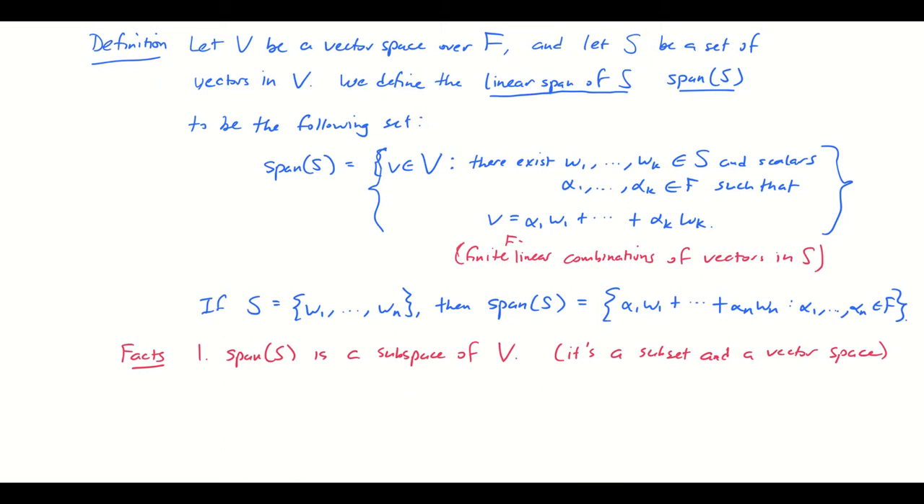So you're closed under addition, and showing closure under scalar multiplication is not a lot worse because, again, any vector in the span of S is going to look like this. And then multiplying that by another scalar alpha just gives you a new linear combination of W1 through Wn with new scalars. So if the scalar you're multiplying by is alpha, then the new scalars are alpha alpha 1, alpha alpha 2, etc. up through alpha alpha n.